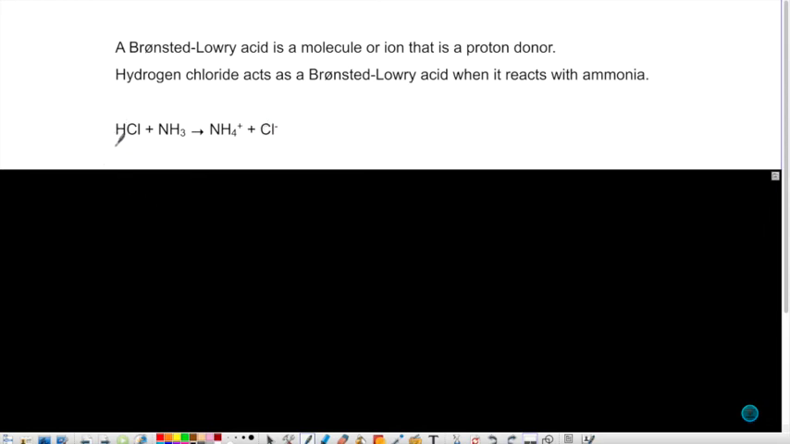If you look at it really carefully, this NH3 is gaining a proton, making it NH4+, which means that this HCl is donating a proton, and this NH3 is accepting a proton. This is a proton exchange reaction, or proton donation reaction.